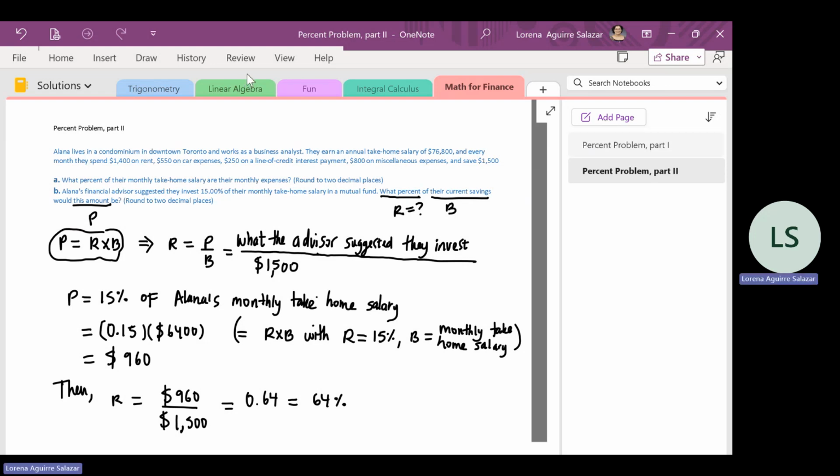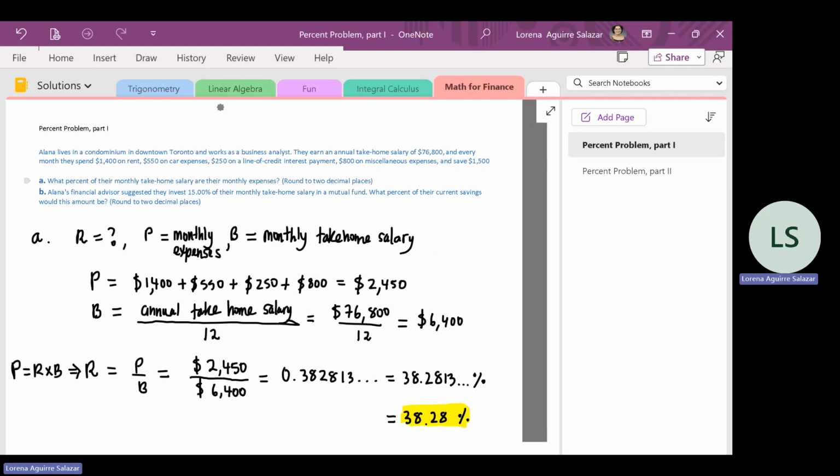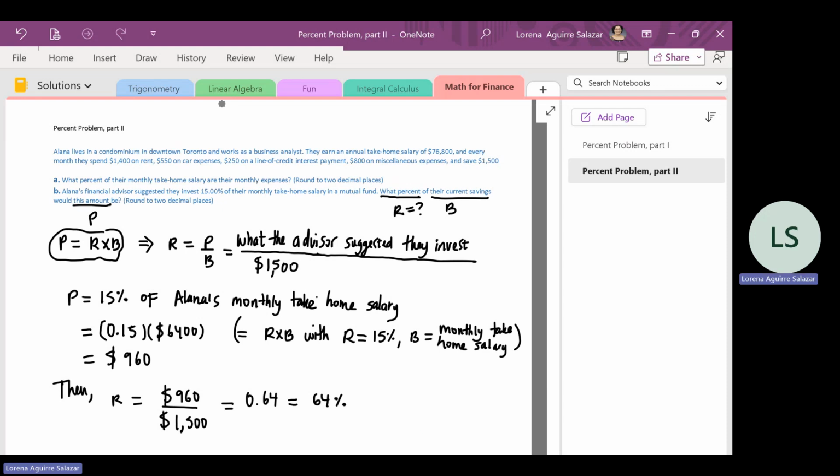Just to summarize, we solved a percent problem. We got to use the formula P equals R times B various times. P corresponds to the portion, R corresponds to the rate, B corresponds to the base. And here we have a nice application of percentages.